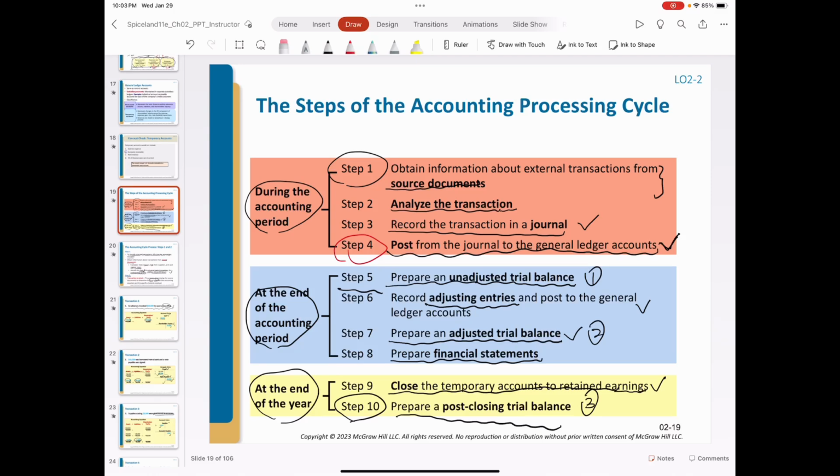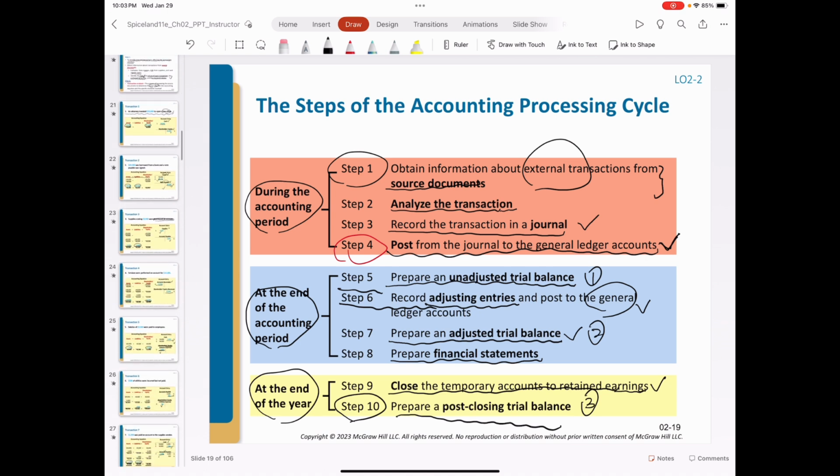In this section, I will introduce step 6, adjustments or adjusting entries. This is also the second journal entry in the accounting cycle. The first journal entry will be based on external transactions, and the adjusting journal entry will focus on the internal transactions, which are not as obvious as external transactions.